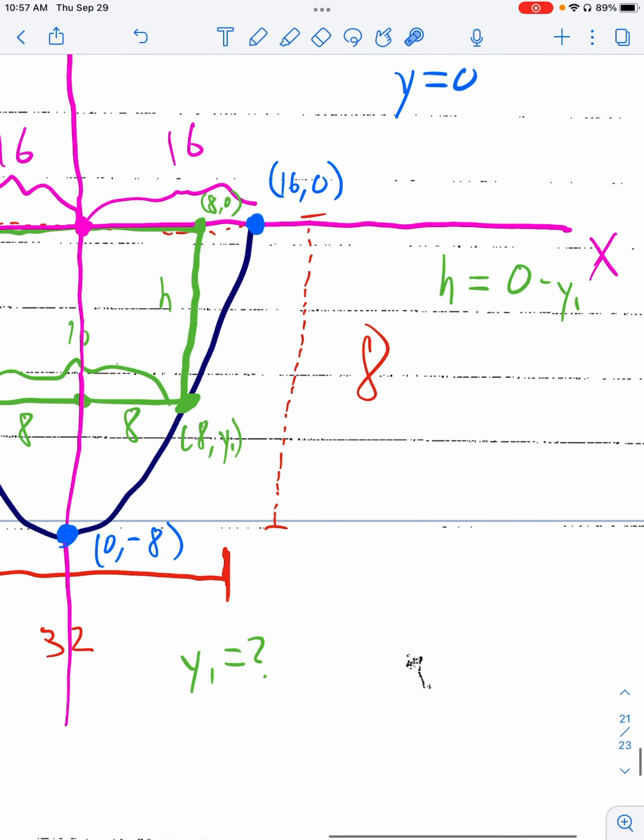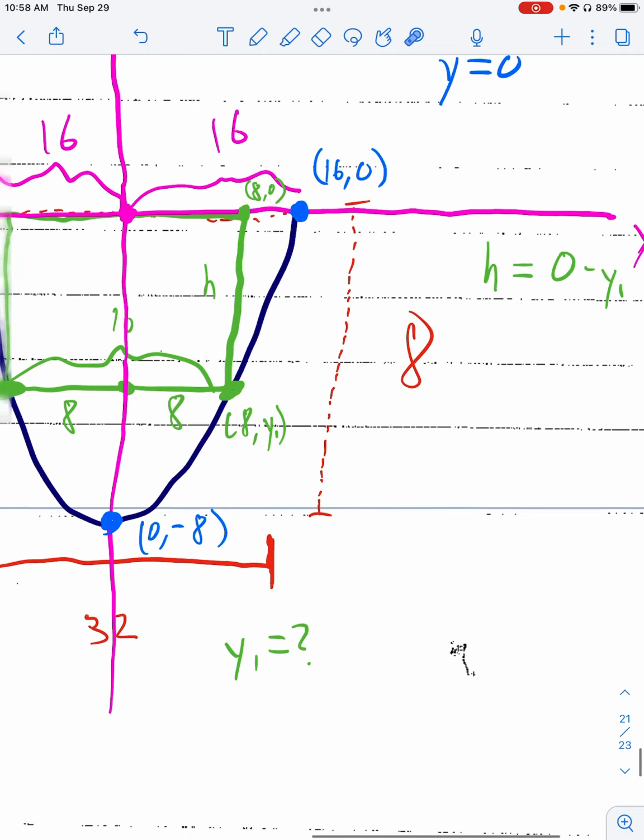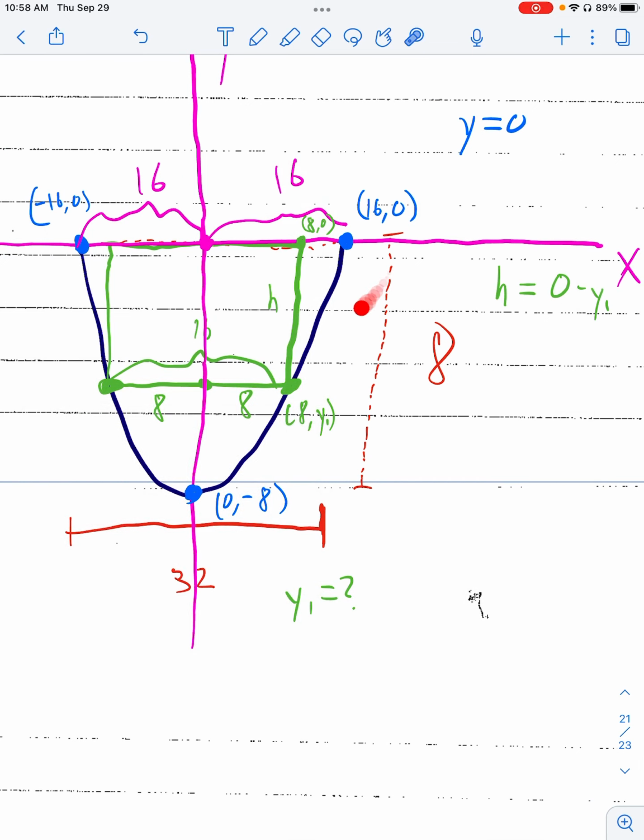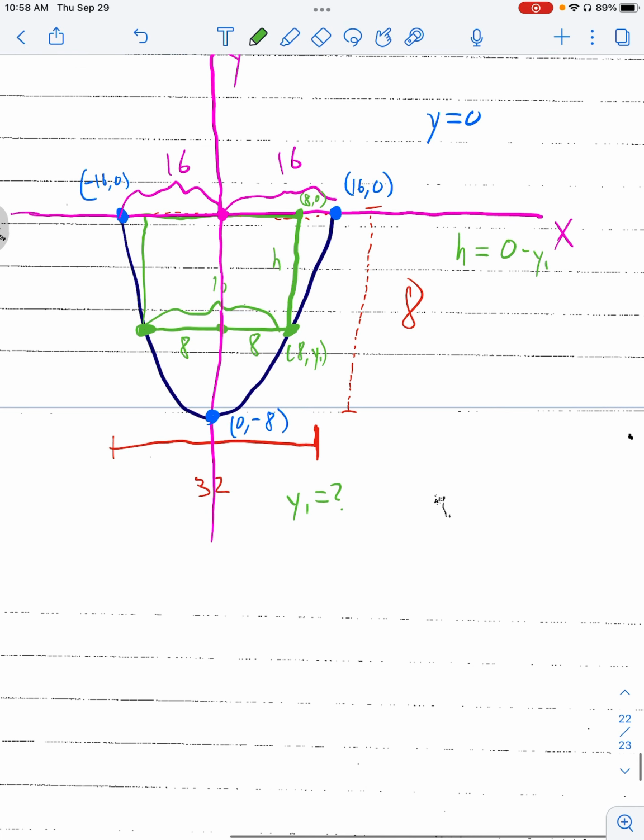So y1, let's look at this point here. This (8, y1) is a point on my parabola. So when I plug my x value, which is equal to 8, into my quadratic equation for this parabola, that's going to spit out the y value here, because that's what quadratic equations do. We plug in x's, they do some squaring, adding, subtracting, multiplying, dividing, and they spit out a y value. So we have to write the quadratic equation that models this parabola.